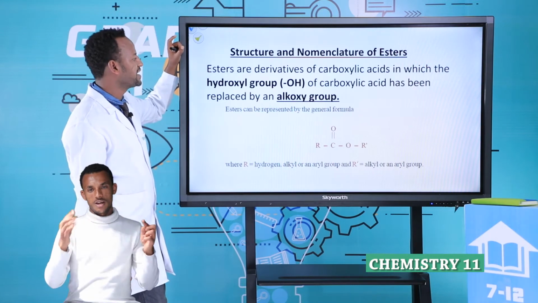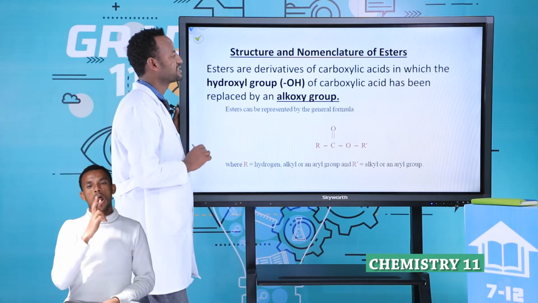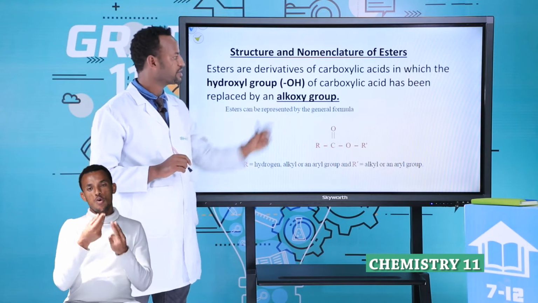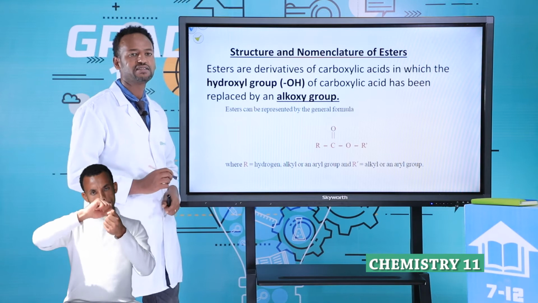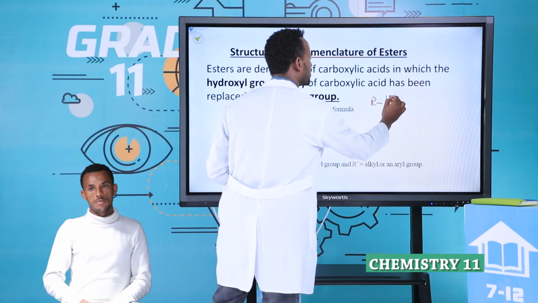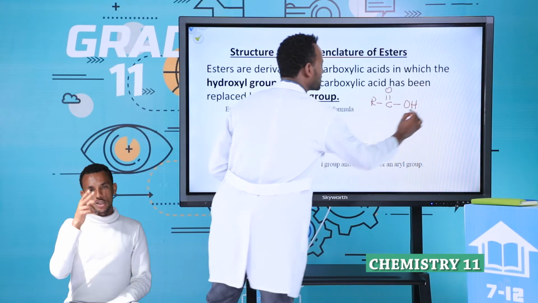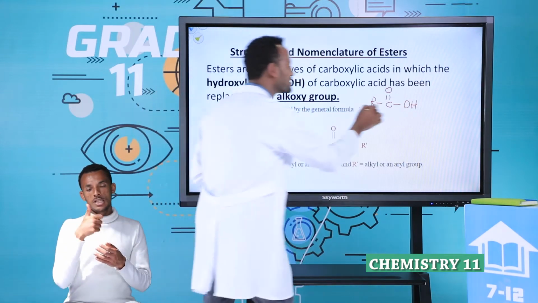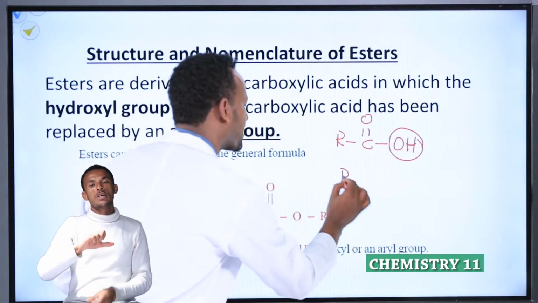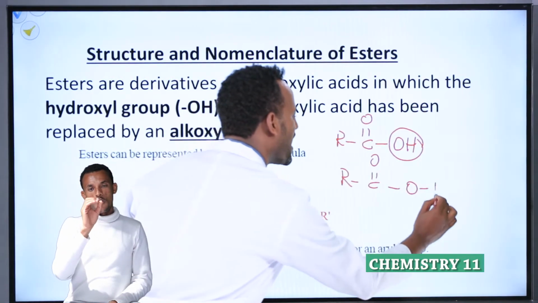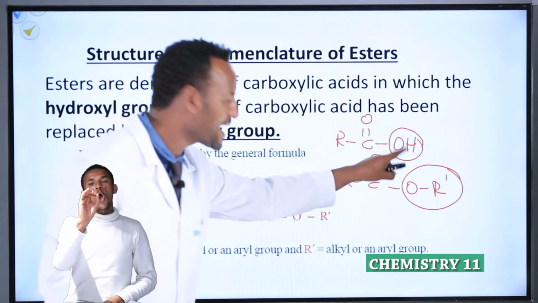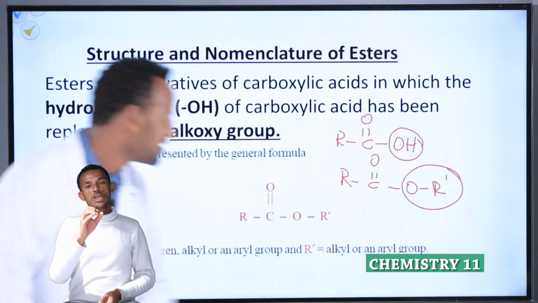Many esters are found in flowers. The structure and nomenclature of esters. Esters are derivatives of carboxylic acids in which the hydroxyl group, known as the OH group, of carboxylic acid has been replaced by the alkoxy group. That means, look at this one: RCOOH. This is carboxylic acid. The OH group is replaced by alkoxy, RCOOR prime. Therefore, when the OH group of the carboxylic acid is replaced by an alkoxy group, it produces ester.